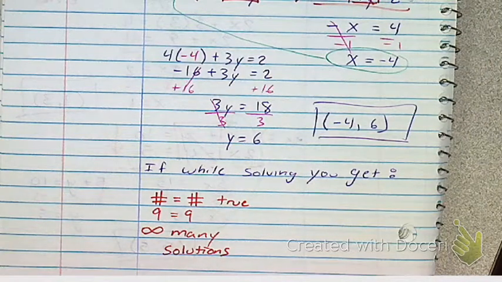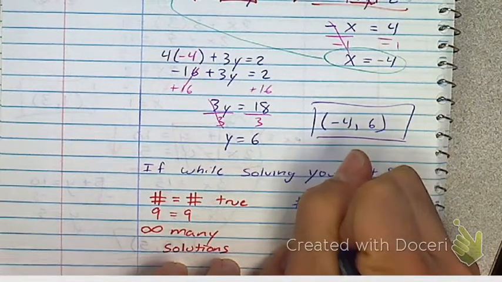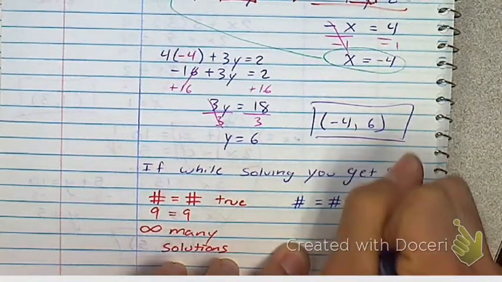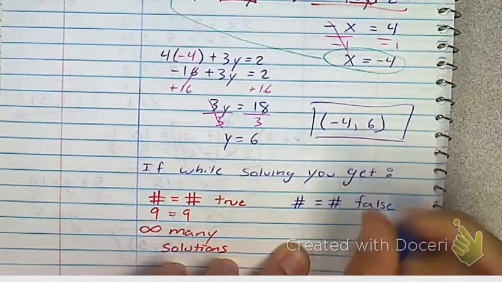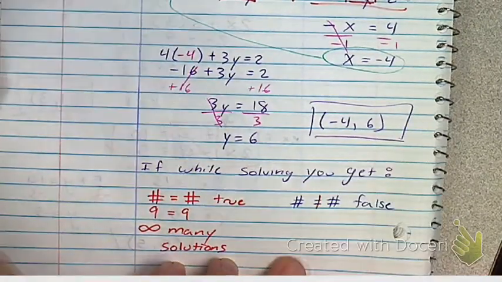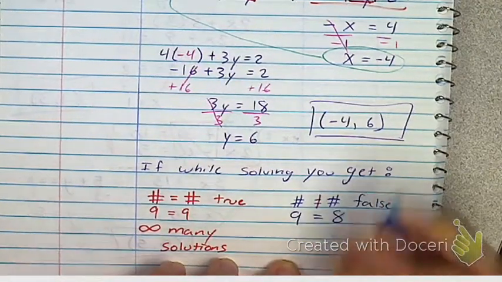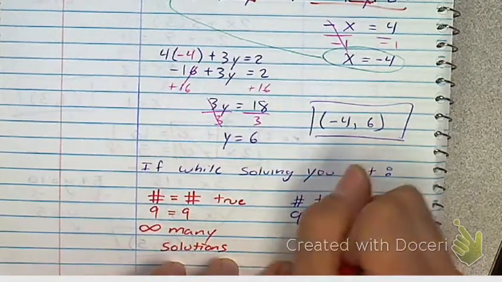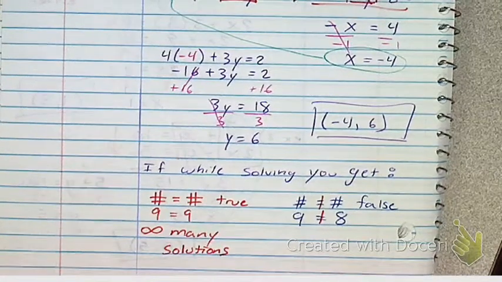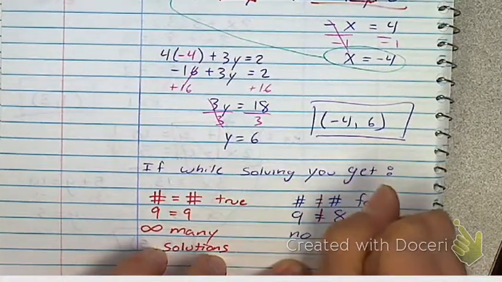But if you get a number equals a number that's false, meaning it's not equal to it, an example would be 9 equals 8. Does 9 equal 8? No. Then your answer is no solutions.